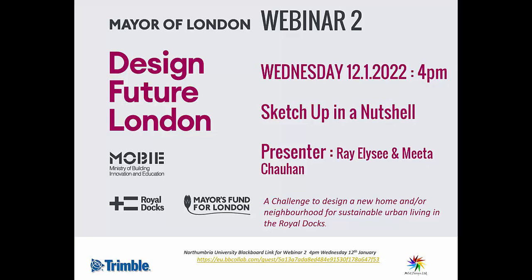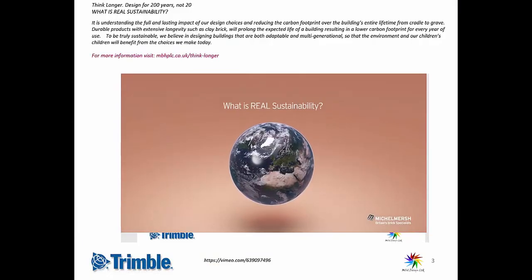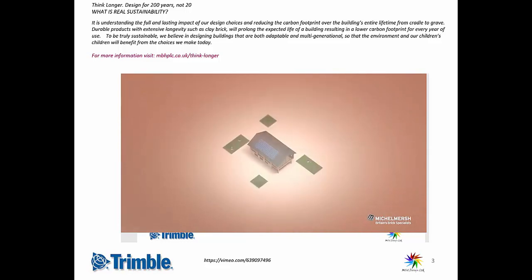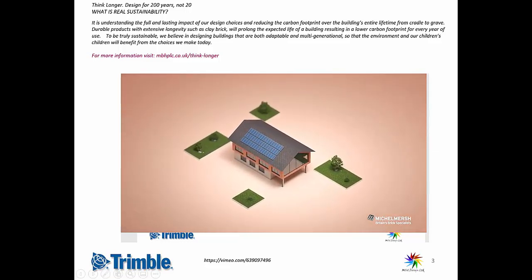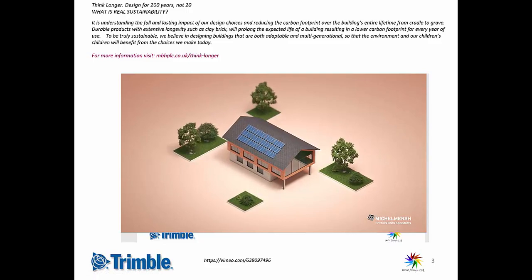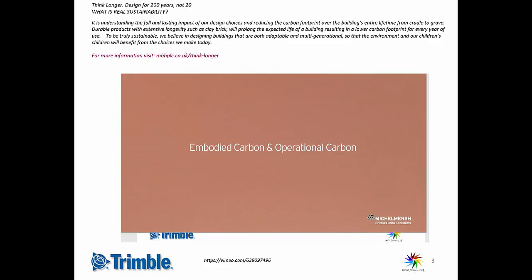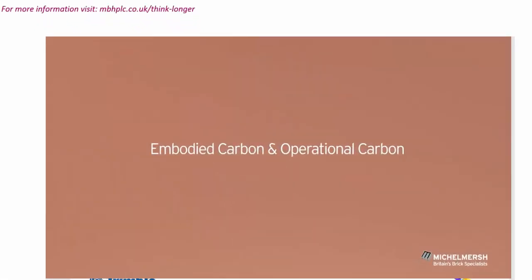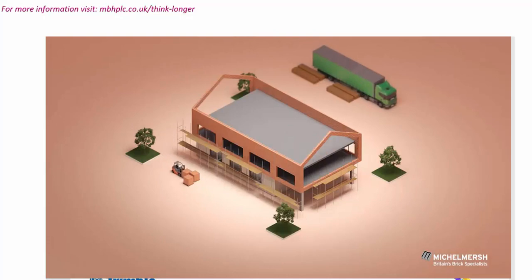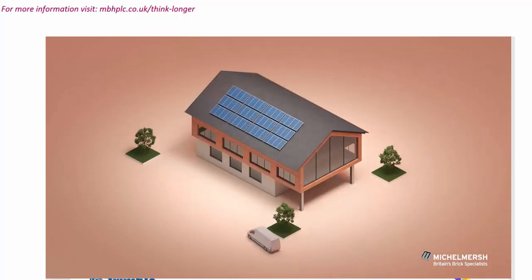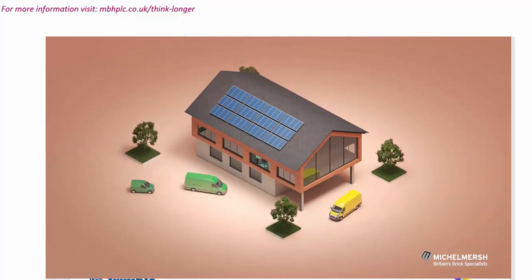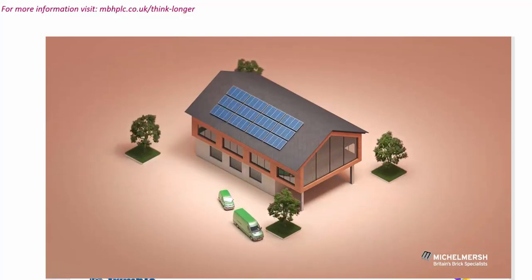But before we start, let me give you a little introduction about what we mean by sustainability. What is real sustainability? It is understanding the full and lasting impact of our design choices and reducing the carbon footprint over the building's entire lifetime, from cradle to grave. Two phrases you will often hear are embodied carbon and operational carbon. Embodied carbon is the amount of carbon emitted during the creation of the building and its materials. Operational carbon is the amount of carbon emitted during the life of the building and maintaining those materials.